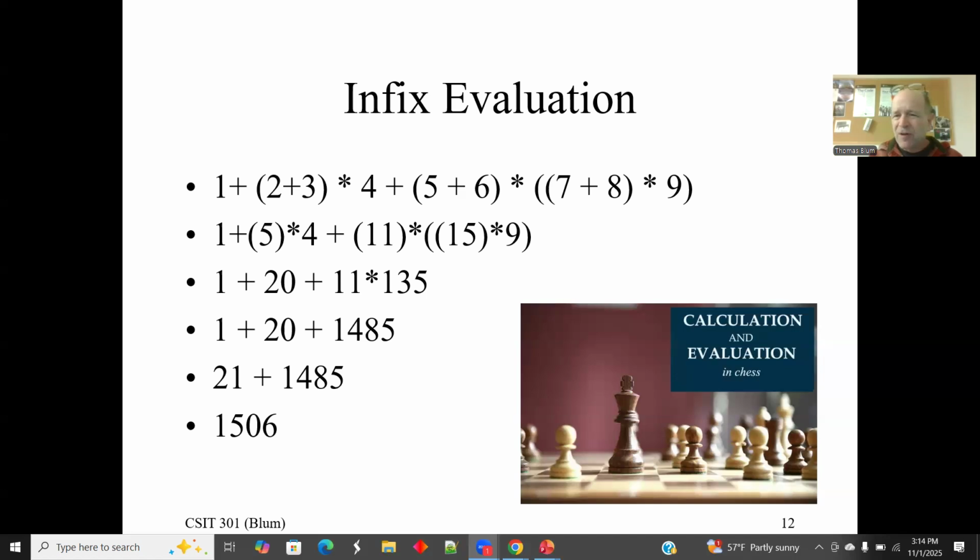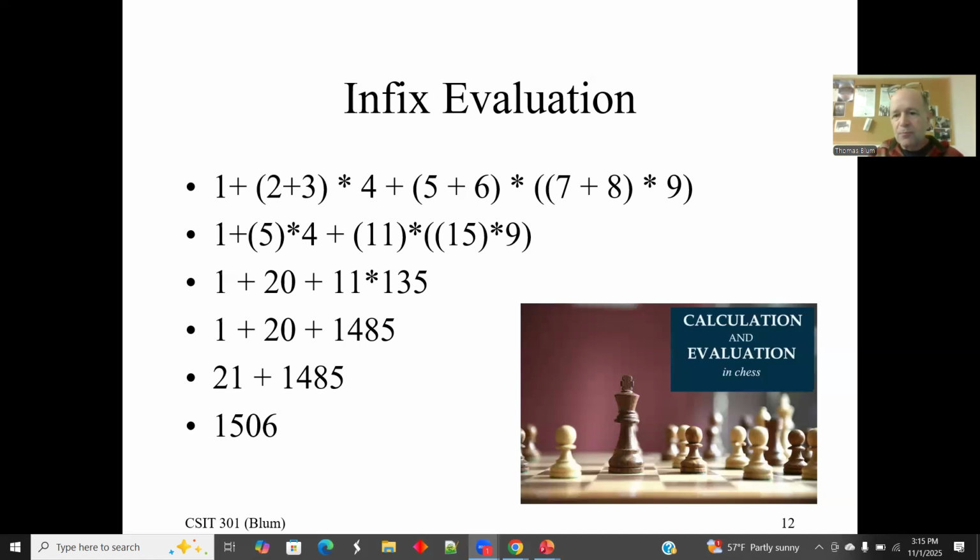I can do a little bit in parallel: I perform the 2 plus 3, the 5 plus 6, and the 7 plus 8, and get my 5 and 11 and 15. Then I can perform the 5 times 4, the 15 times 9, then the 11 times 135. And finally, the 21 plus 1506. Okay.